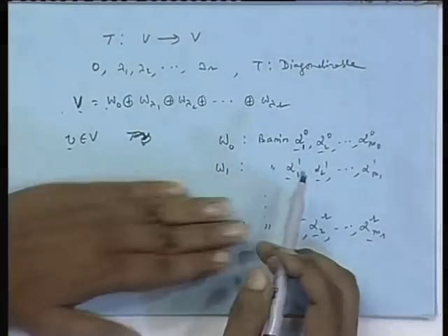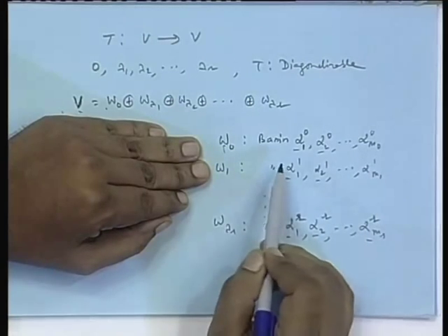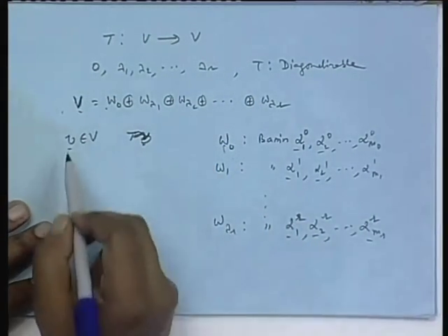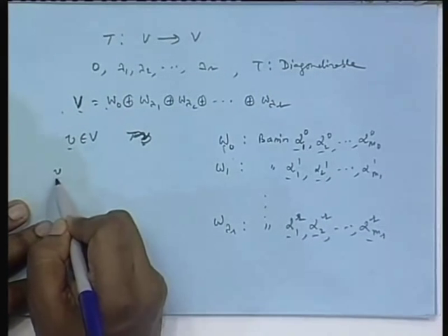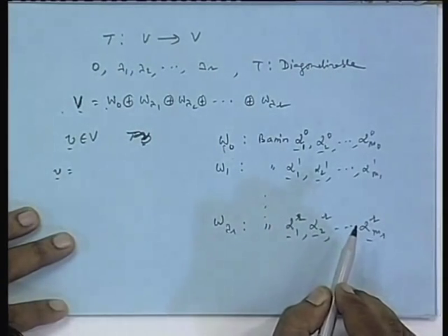But there is a difference between the eigen subspace W_0 and the other ones. Eigen subspace W_0 corresponds to the eigen value 0, while the other ones correspond to distinct but non-zero eigen values. Now, if you pick any v, an element of V, you can write v as a linear combination of these basis vectors.